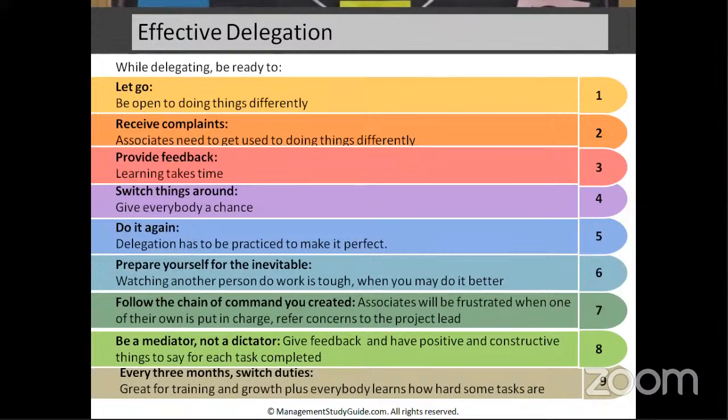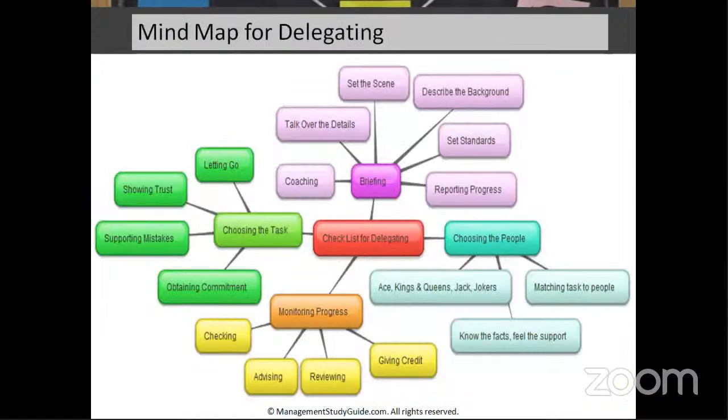Give feedback and have positive and constructive things to say for each task completed. Every 3 months, switch duties. Great for training and growth. Everybody learns how hard some tasks are. Mind map for delegating.